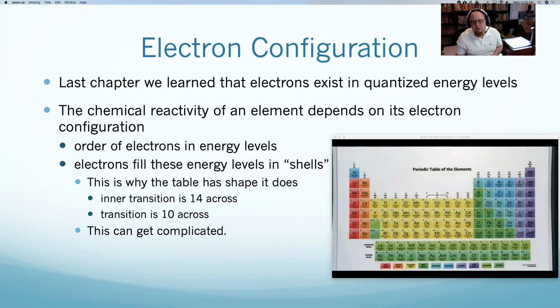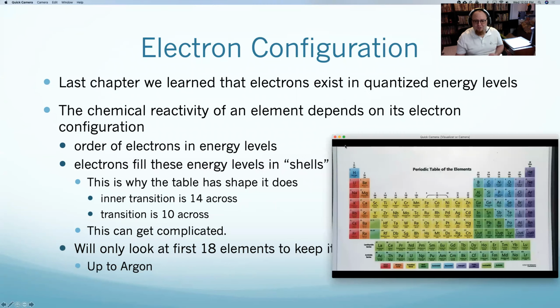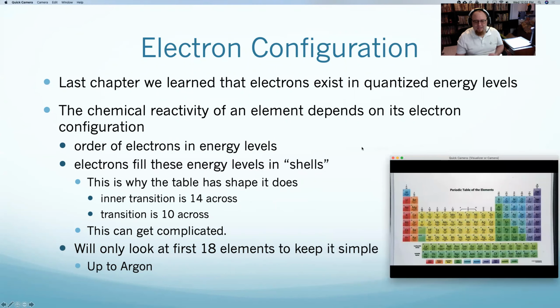But what I do want to say is that if we look at just the first 18 elements, up until we hit those middle ones, just these guys, what we can say is that the electrons have a limited amount of how many can fit in each energy level, and each energy level only holds so many electrons.